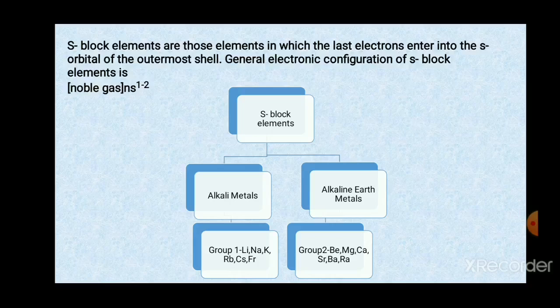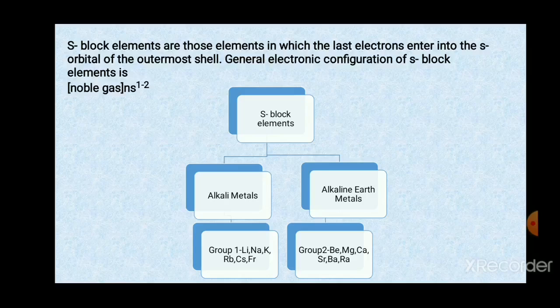Group 1 elements, I have written on the slide: lithium, sodium, potassium, rubidium, cesium, francium. I will repeat it again. Group 1, called alkali metals: lithium, sodium, potassium, rubidium, cesium and francium. Francium is a radioactive element. That is a very important question. The question will be asked: name the radioactive element of alkali metals. So the answer is francium.